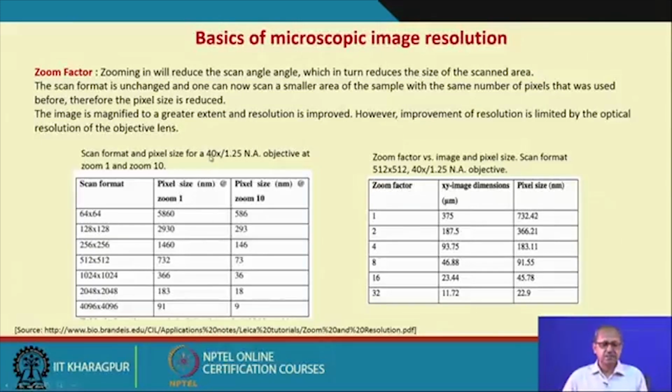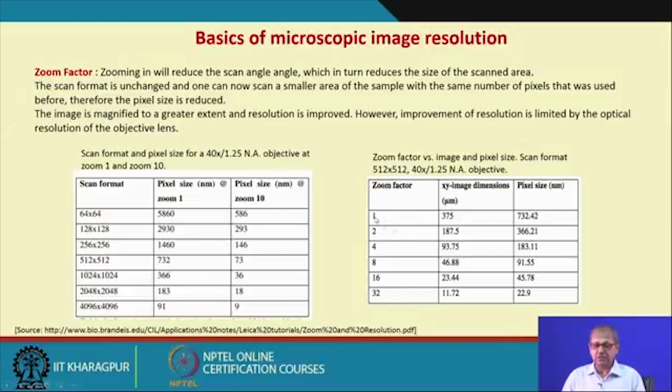Like, say, we are taking the same example of a 40x, 1.25 numerical aperture objective at zoom 1 and zoom 10. In that example, if the scan format is 64 by 64 at zoom 1, the pixel size is 5860 nanometer, and when you use zoom 10, it is reduced by a factor of 10, to 586. And if you use 512 by 512, the pixel size at zoom 1 is 732 nanometer and at zoom 10 the pixel size is 73 nanometer. In that way, this is represented by the zoom factor, XY image dimension and pixel size.